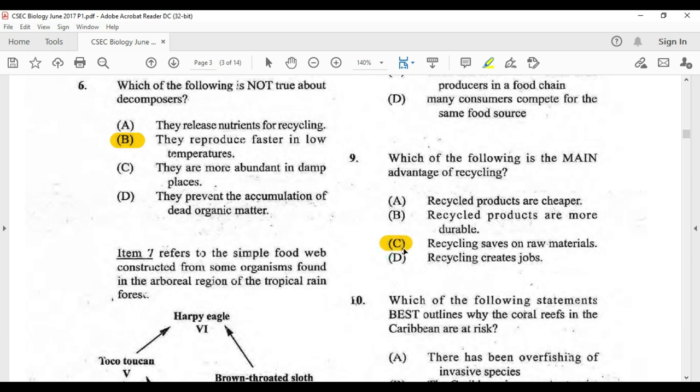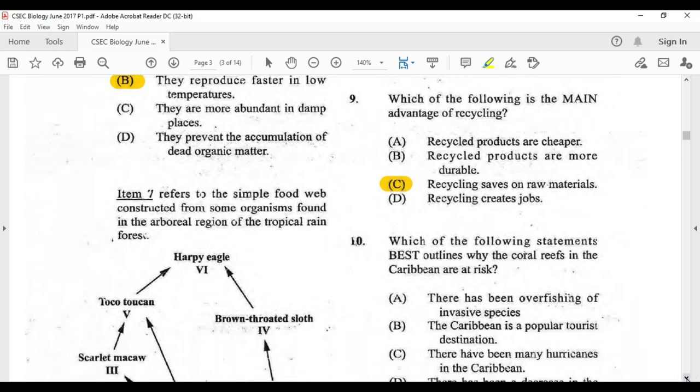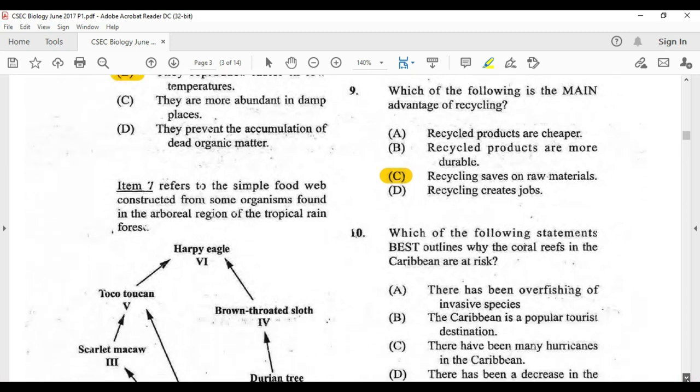And of course, if we save on raw material, then we are reducing the damage to our environment by not removing raw material from the environment and going into real production. Once there is production, there is waste. So we're going to have more waste and more things to deal with in the environment that we really don't want to address. So the answer there for 9 is going to be C.